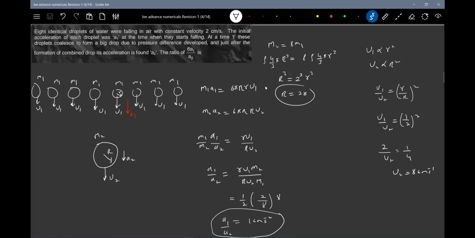Sir, only one, no, sir. It's a ratio, no, sir. Only one, not centimeter per second square. That's this one. The ratio is asked, no? It should be 1. Yeah, acceleration. Yes, thank you.